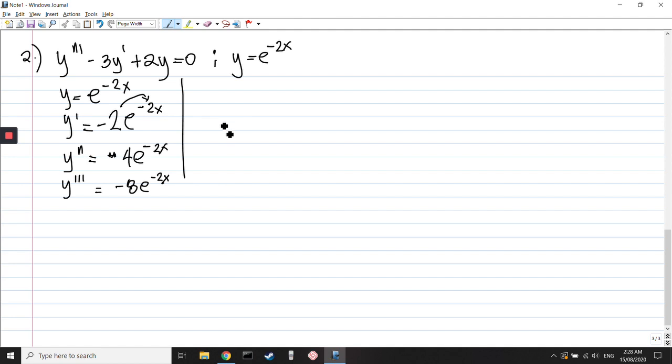So for the y triple prime, we have negative 8e raised to the power of negative 2x minus 3 times the y prime, which is negative 2e raised to the power of negative 2x, plus 2y, or 2 times e raised to the power of negative 2x. We just need this to be equal to 0 to prove that this function is the solution of this equation.